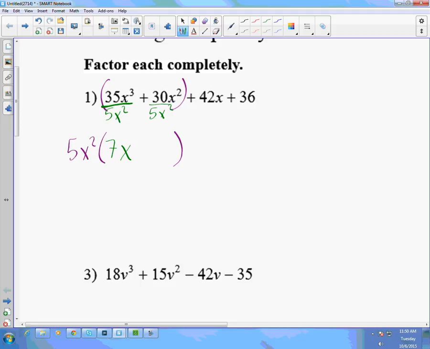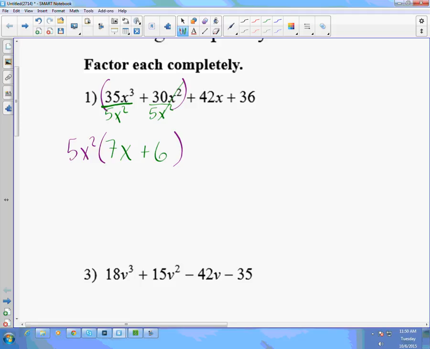Okay, let's see. Rosie, what about the last one here? 36 divided by 6... Actually, the x squared cancels out, right? So we have plus 6. Really, 6 times 1, that's just 6.